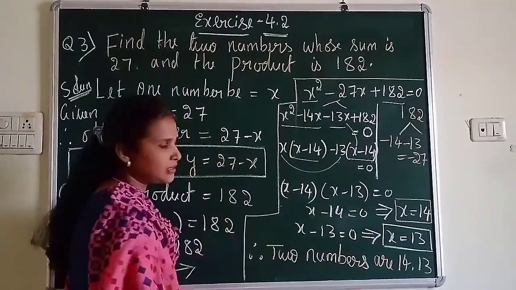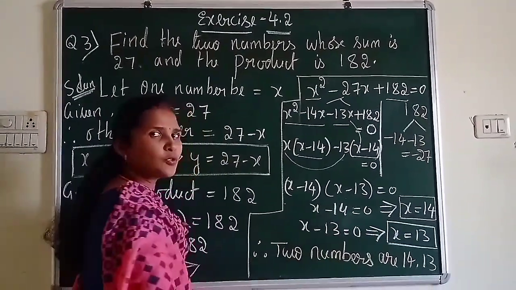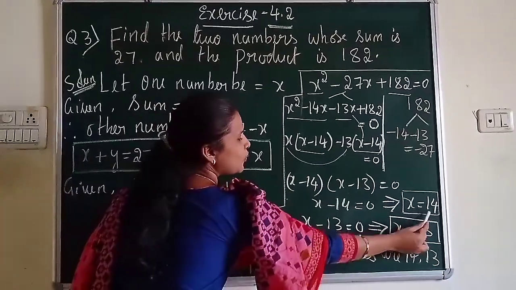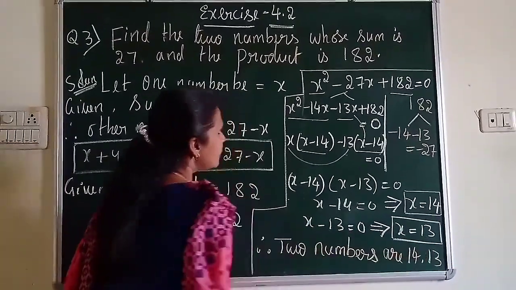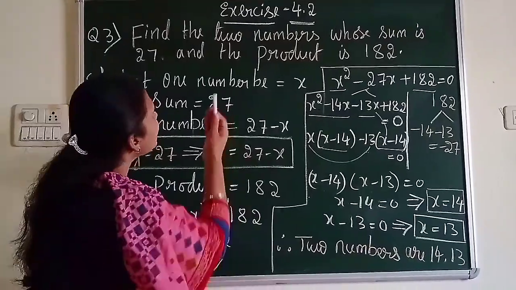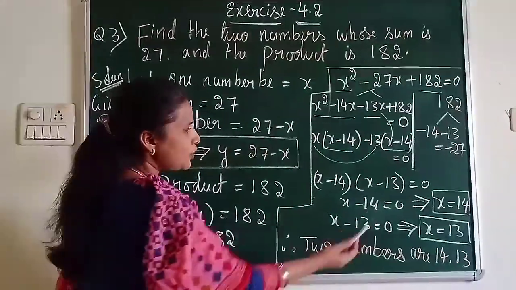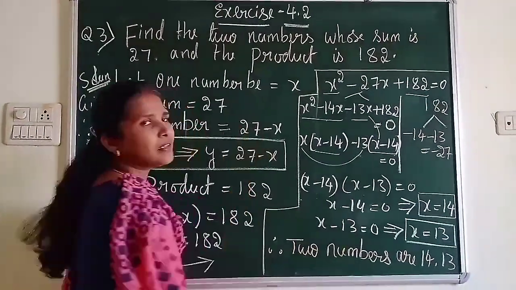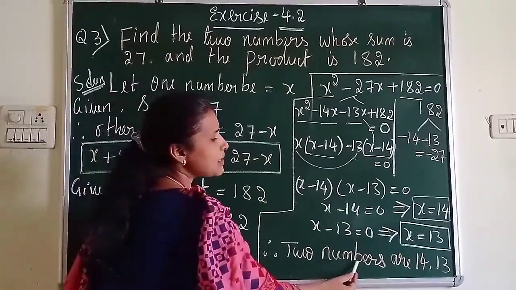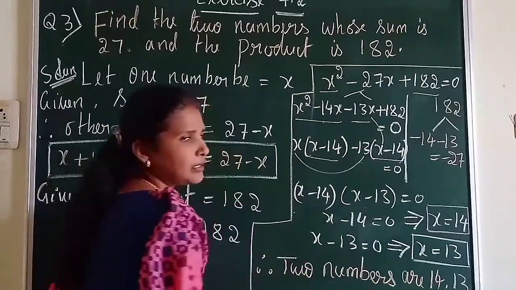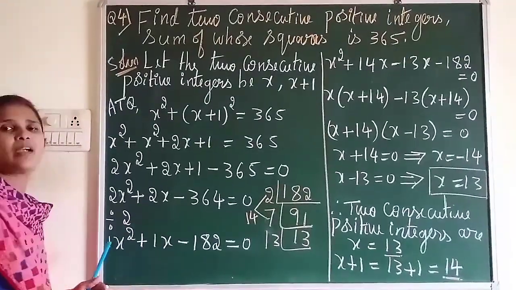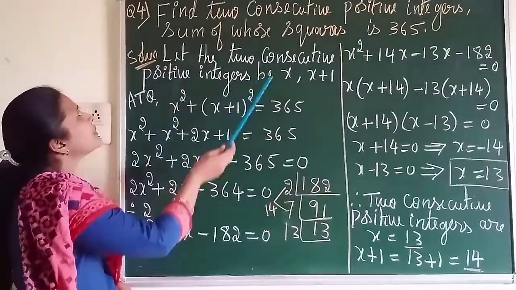So we got two factors. Equate these two factors to 0. So x equal to 14, x equal to 13. So we can conclude with this that what he asked, find the numbers. So we got two numbers which satisfies the given statement. The two numbers are 14 and 13. Next we'll start question number 4.